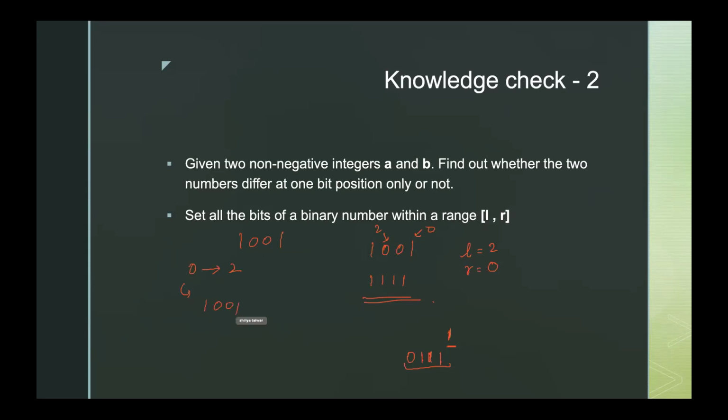We try to do 1001 and we'll do AND with 1 left shift by 0 position. So this is 1, this is going to give us the same number, and then we'll try to do the left shift by 1 position, that is 10. So this is going to give us something like this, and if we perform it with the original number, then it is going to give us something like this.